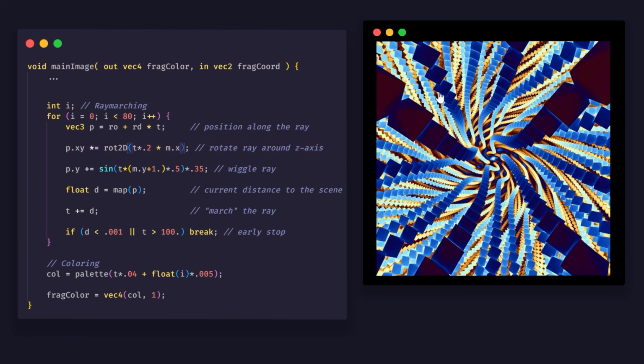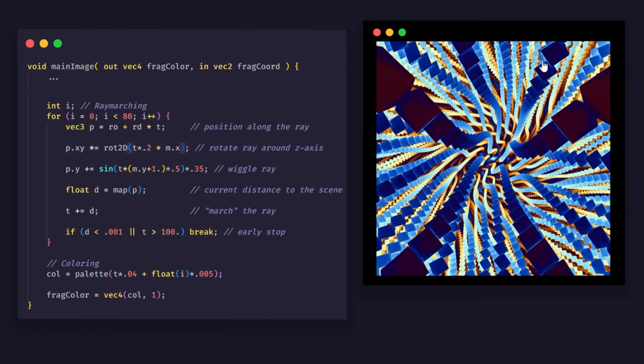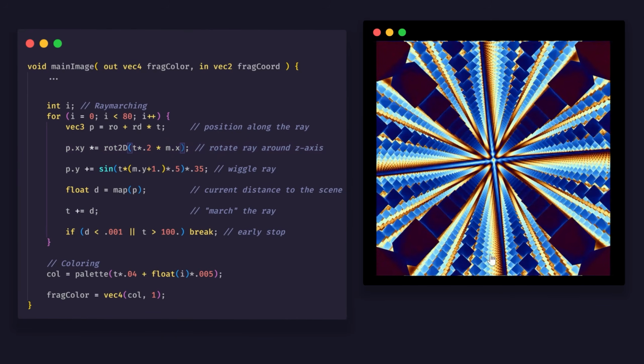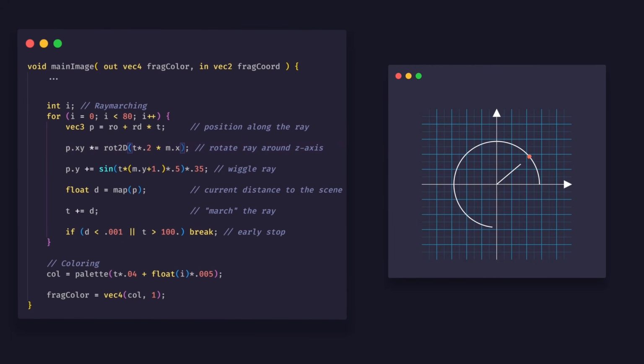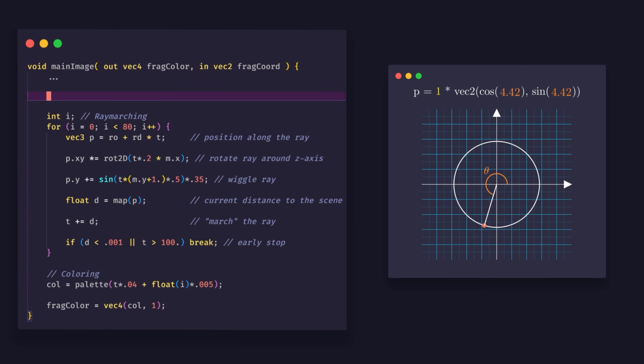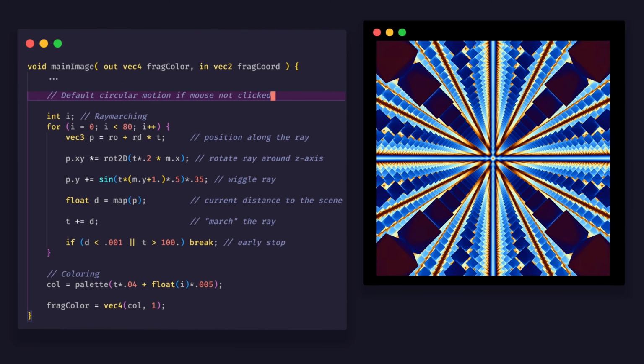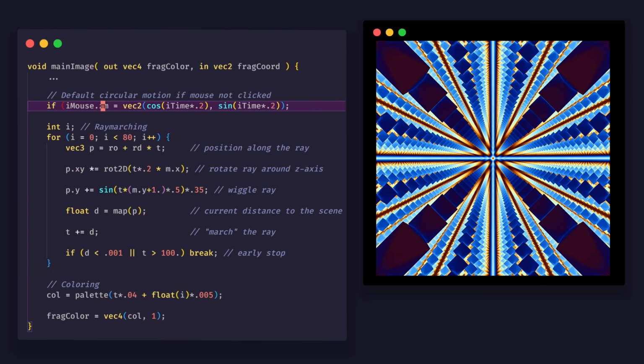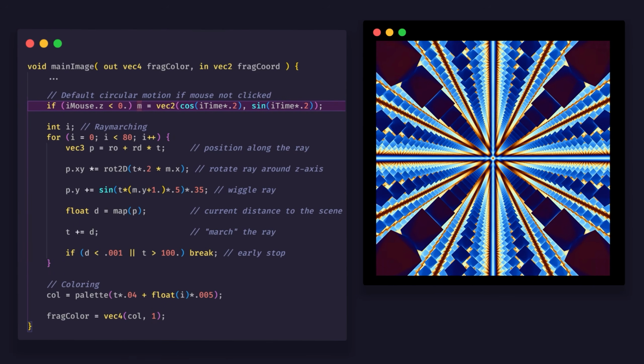So when the mouse is not pressed, I'll add a default behavior that simulates the mouse going in a circular motion. This is straightforward using trigonometry. The position of a point along a circle given a radius and an angle is the following. As we're in clip space, the radius is 1, and I can simply use time to have an infinite looping rotation. Let's add it to the code by overriding the value of the mouse vector when the mouse is not pressed, which we can detect by checking if the z component of iMouse is negative.